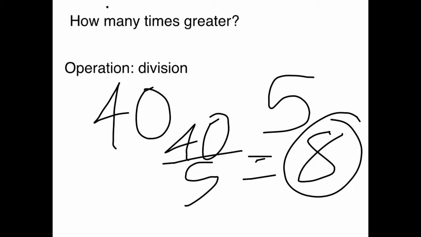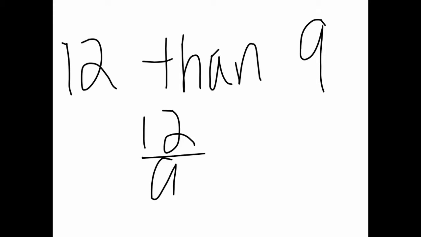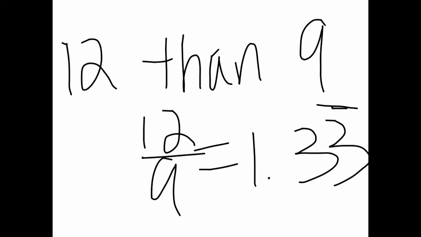Let's do another example. All right, here's our second example. How many times greater is 12 than 9? Again, whenever I hear how many times greater, that obviously always means division. Always. Forever and ever, amen. So I'm going to put 12 and I'm going to divide it by 9. If I divide 12 by 9, I'm going to come out with 1.33 repeating. So 12 is 1.3 repeating times greater than 9.